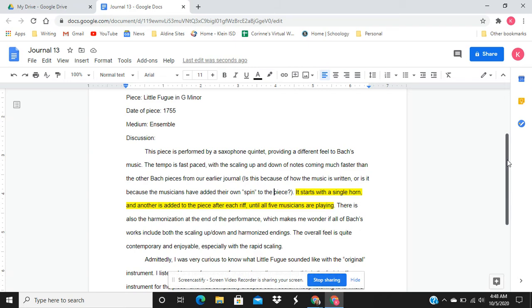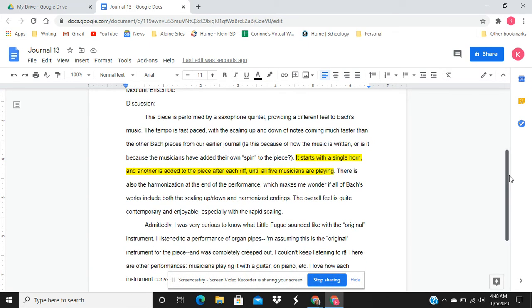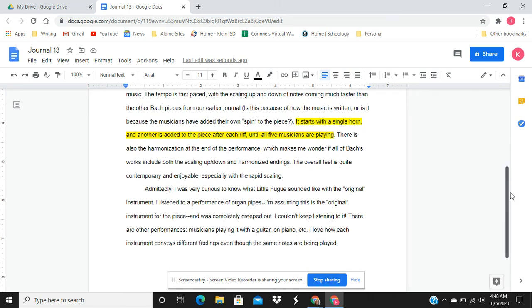Now to look for an example of correct subject-verb agreement. Here we go. Admittedly, I was very curious to know what Little Fugue sounded like with the original instrument. I am going to highlight this also.